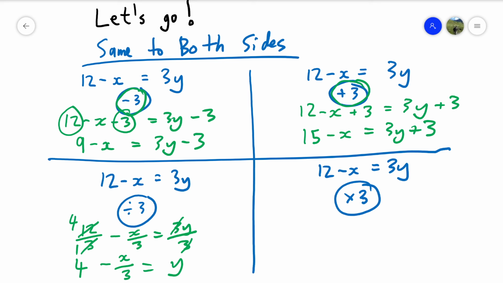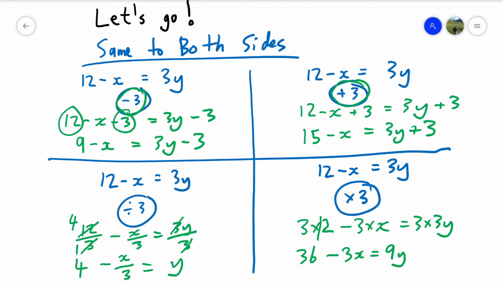Now we're going to do times. Times is obviously one of times or divide, which means you do it once to each thing. So it's 3 times 12 minus 3 times x equals 3 times 3y. So I'm going to simplify that as 36, because 3 times 12 is 36, minus 3x equals 9y. There we go. Three more examples of same to both sides.